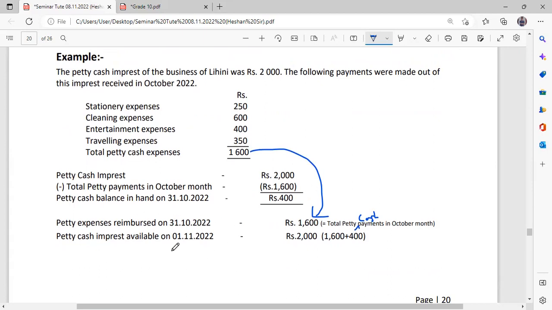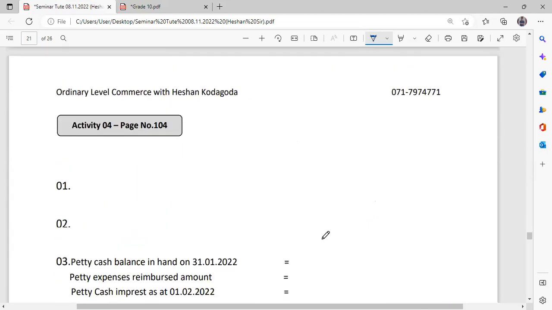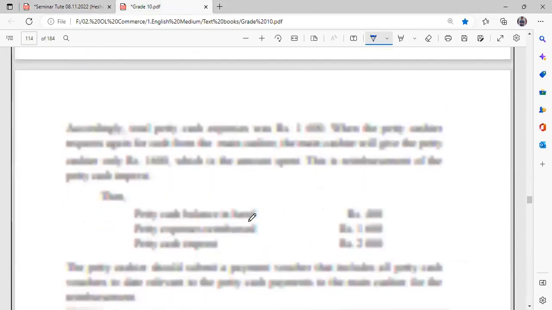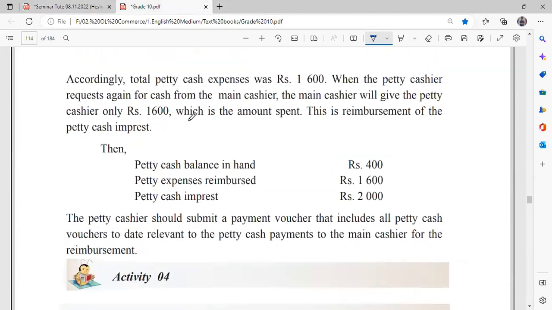Then again on November 1st, the petty cash imprest available is 2,000, which means the final 400 and the reimbursed amount, altogether 1,600 plus 400, which means 2,000. This is the petty cash imprest, right? Now we can learn about this. Now you can read it.